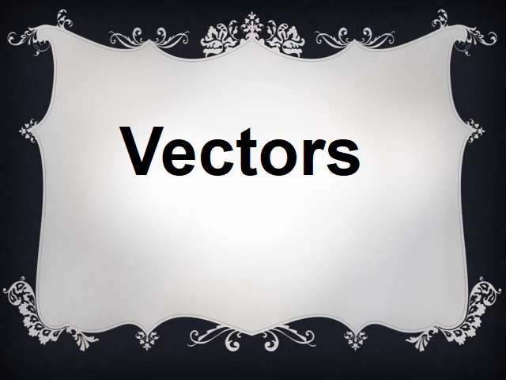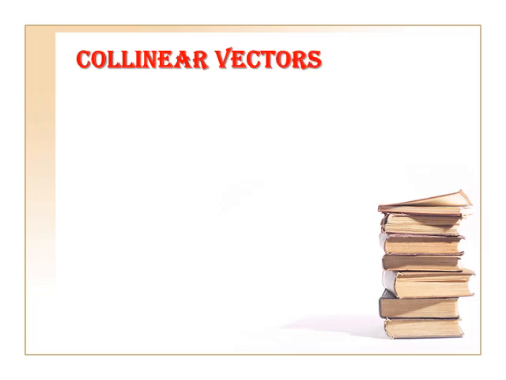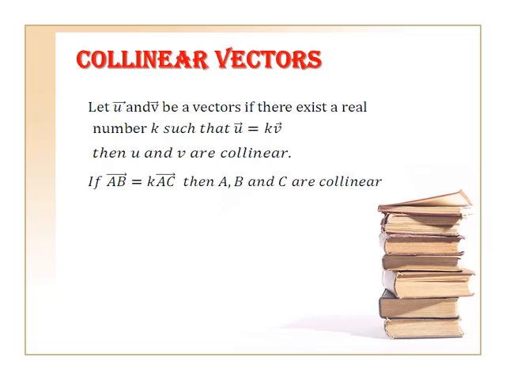Now, vectors. Collinear vectors. Let u and v be vectors. If there exists a real number k such that u equals k v, then u and v are collinear. If vector AB is equal to k times vector AC, then A, B, C are collinear.